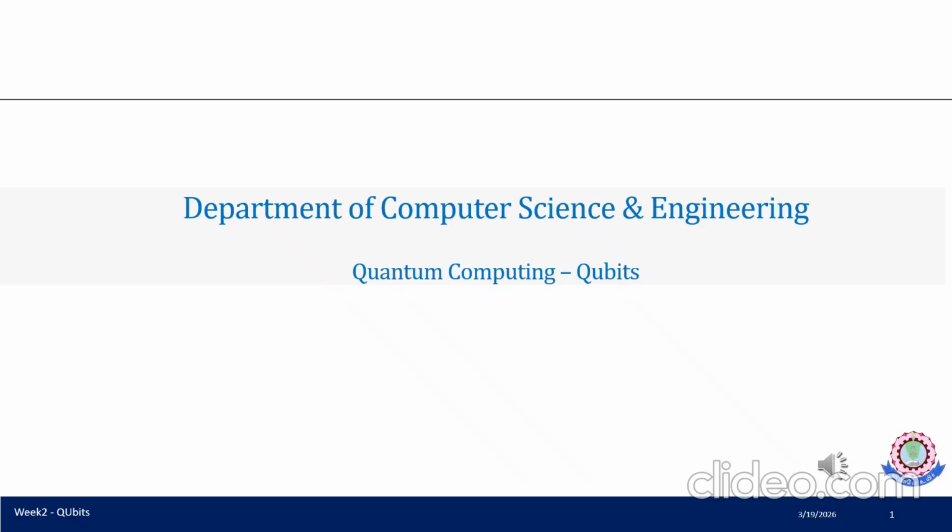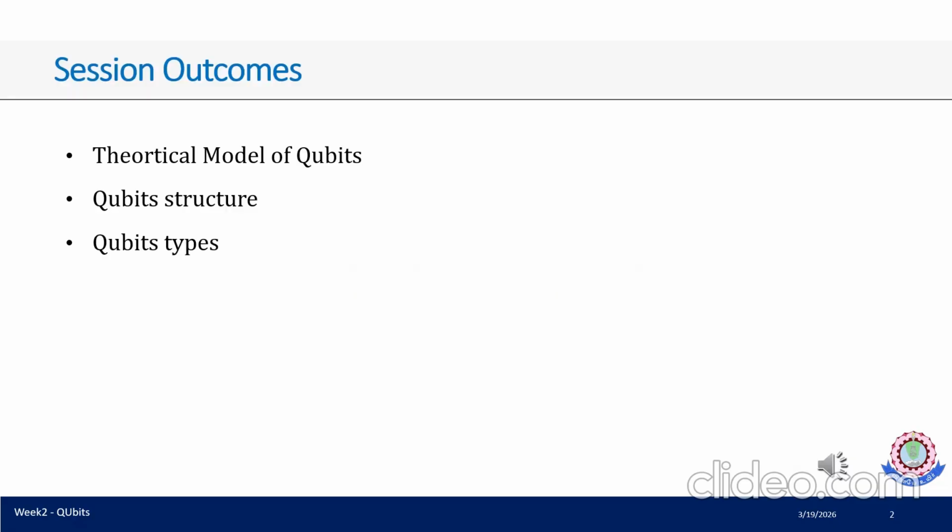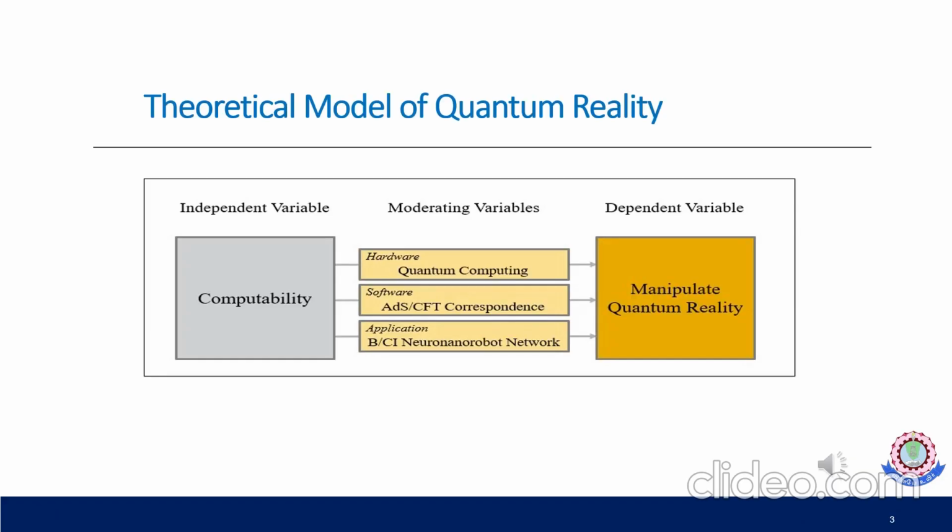Students, we are going to discuss the week 2 quantum computing class, in which we are going to deal with qubits. This session is going to deliver the theoretical model of qubits, qubit structures, and qubit types. The picture in the slide reveals the theoretical model of quantum reality.